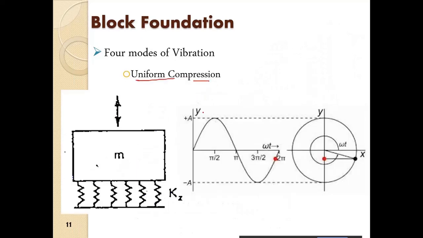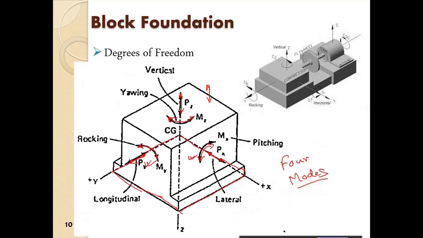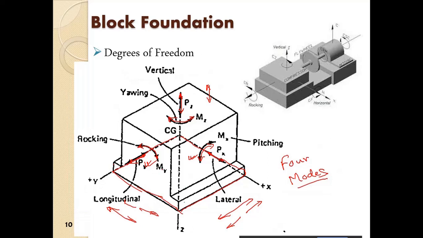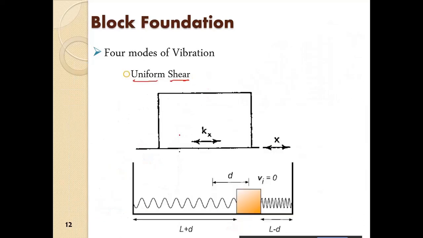Then we have the uniform shear. So either this entire foundation is moving in this direction or it is moving in this direction. So x or y direction, ultimately both are the same. So that is uniform shear. The entire foundation is uniformly shearing the soil in either one direction or the opposite direction. So that is uniform shear.